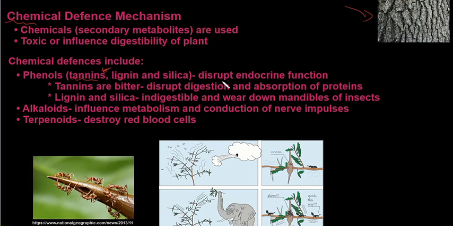Lignin and silica. And what these chemicals specifically do is they disrupt the endocrine function, so the hormone functions, of the animals that are eating them. So tannins are bitter, and they disrupt the digestion and absorption of proteins, and then lignin and silica are indigestible, and they wear down the mandibles of insects. Then there's also alkaloids, which influence the metabolism and the conduction of nerve impulses, and then terpenoids, which destroy red blood cells. Now, some plants are really toxic, and can even kill an animal.